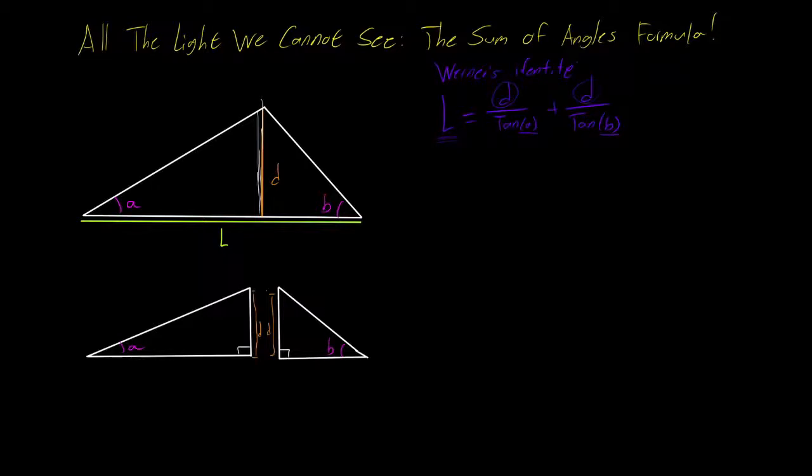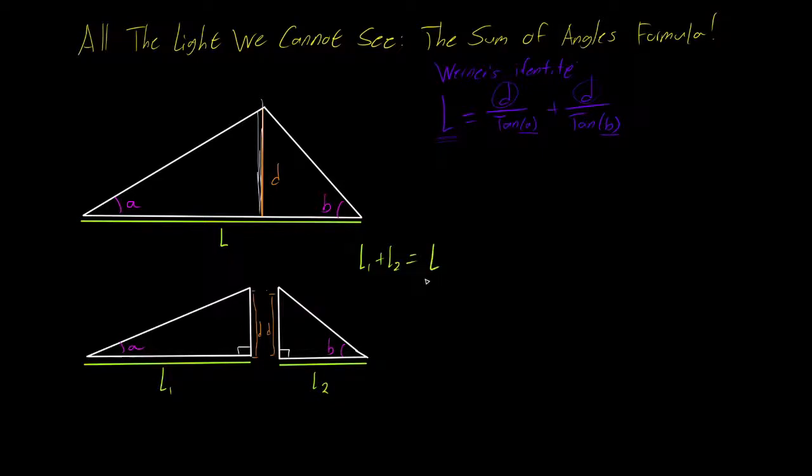Now, because L is split in half, we can't call this L anymore. This distance is no longer L. Neither is this. So this will be L1 and this will be L2. Because we're splitting in half, there are two different sections of L, so L1 and L2. Therefore, we can also write L1 plus L2 equals L.